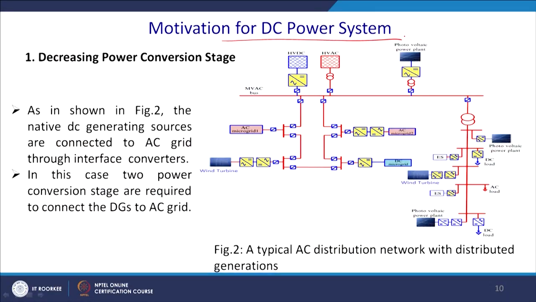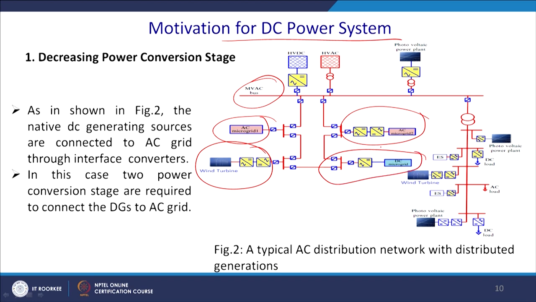And you know that to reduce transmission losses nowadays, you talk about the HVDC line. Now, you may have a very high voltage DC line, and from there you can have a medium voltage bus, and from there you may have an AC microgrid. You have a wind turbine, then we may have another AC microgrid. And here this portion is the DC microgrid.